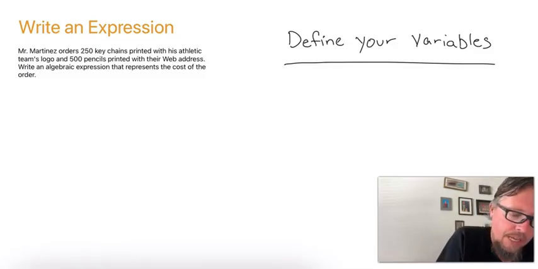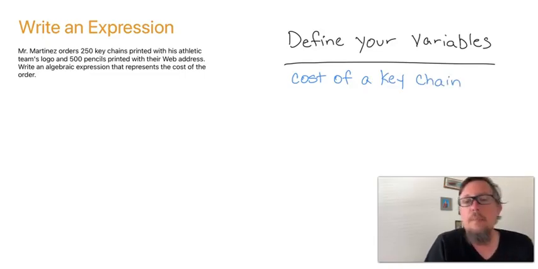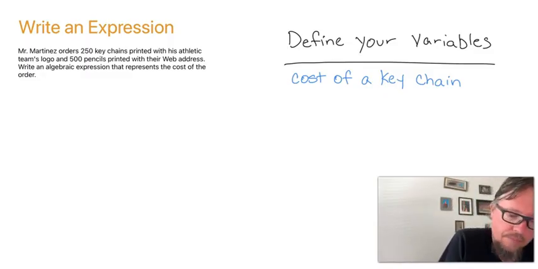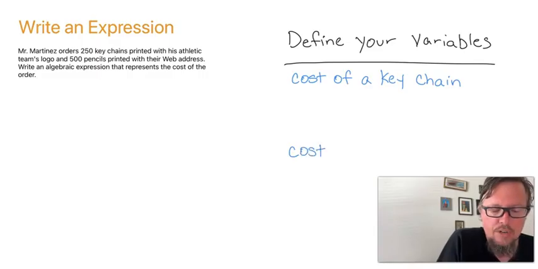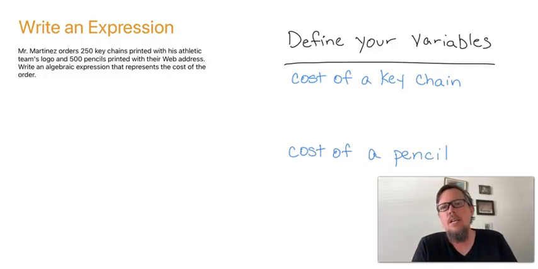Variable number one is going to be the cost of a keychain. Whatever that cost ends up being, we multiply by 250 to figure out how much he spent on keychains, since it says he orders 250 keychains. The second thing that we need to know is the cost of a pencil. It says he orders 500 pencils, so we take whatever the cost of a pencil is and multiply by 500. That will tell us how much he spends just on pencils.